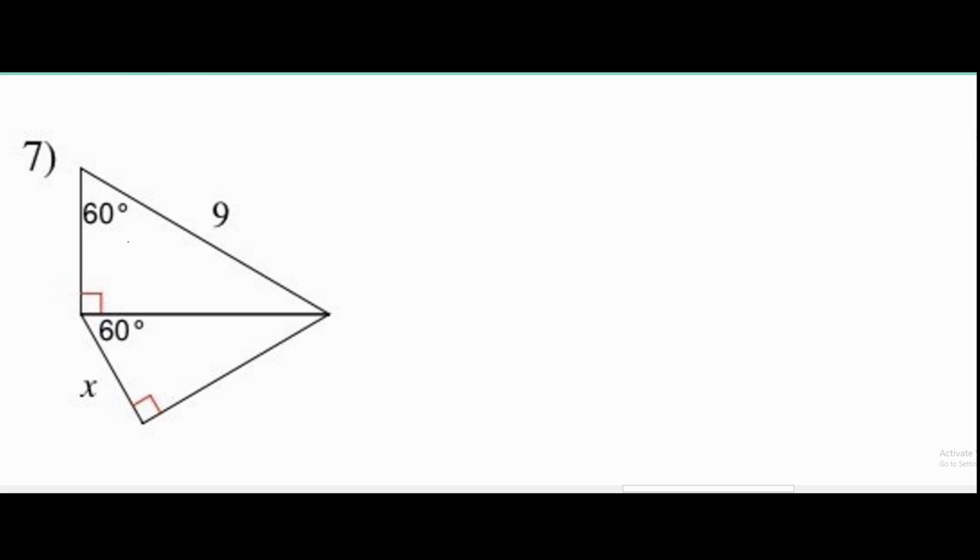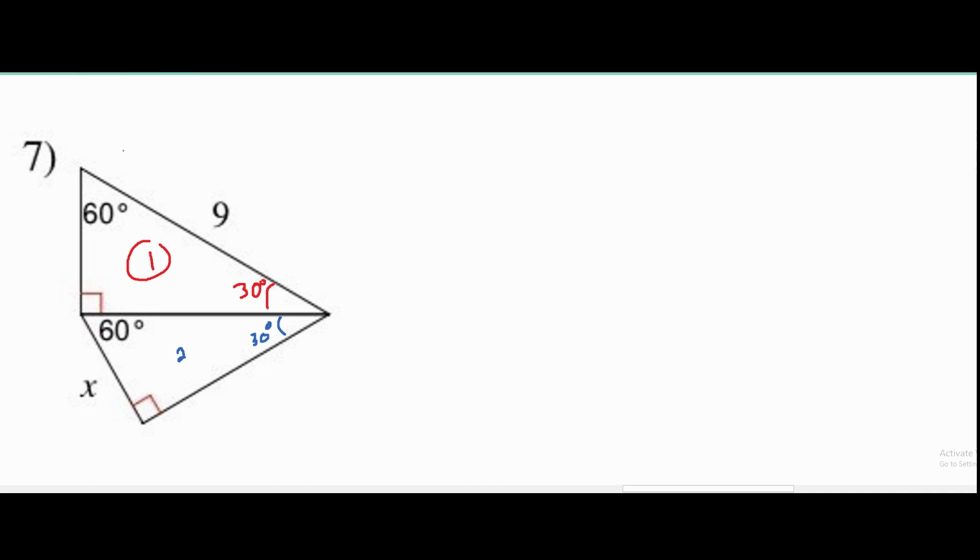For number 7, we have a 30, 60, 90 triangle. So we can start by writing in our angle here. We have a 30-degree angle, and we'll solve this for triangle 1, and this next triangle that's connected to it will be triangle 2. This is also going to be 30 degrees.